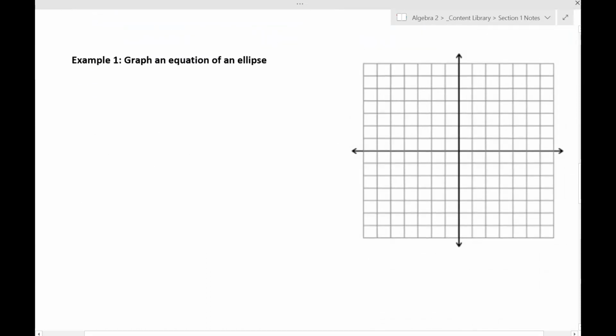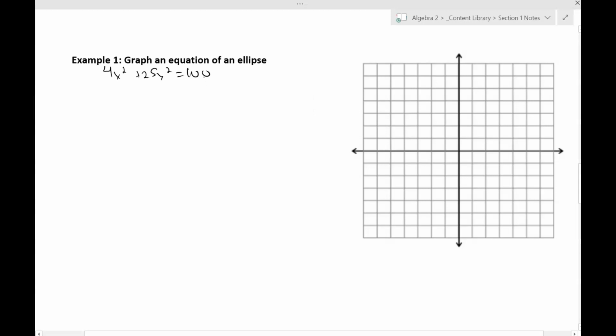Graphing an equation of an ellipse. And goodness, I didn't even write that. We want to graph, this is what we were supposed to start with, 4x squared plus 25y squared equals 100. And the problem with this right away is it's not in standard form.